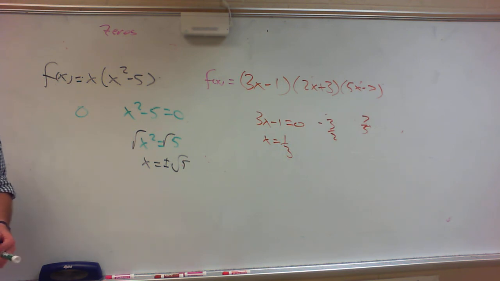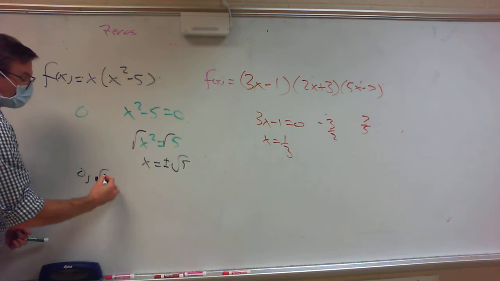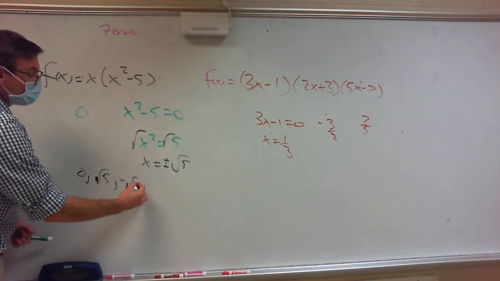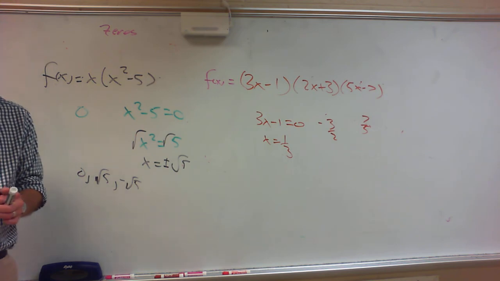And now I have my 3 zeros. One of the zeros is 0. One of the zeros is positive square root of 5. And the other 0 is negative square root of 5. And so we have our 3 zeros. That sure is cool.